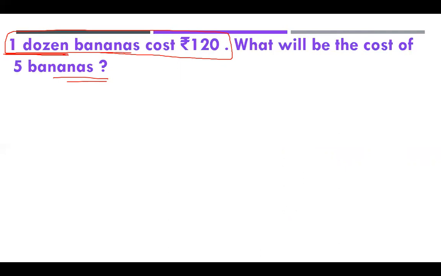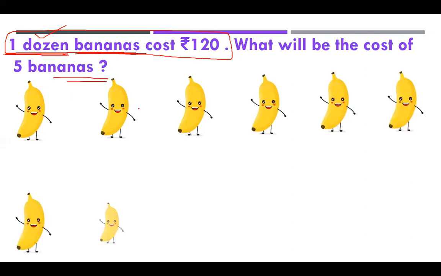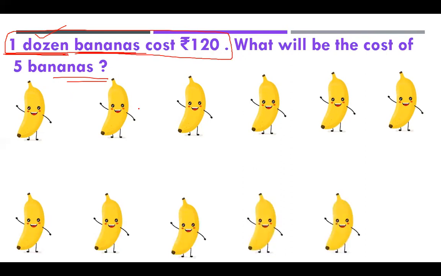So here we are talking about the bananas. So let's have a look at the bananas first. I will just show you the bananas first. So we will count the bananas to get to know what is 1 dozen. So 1, 2 bananas, 3 bananas, 4 bananas, 5 bananas, 6 bananas, 7 bananas, 8 bananas, 9 bananas, 10 bananas, 11 and 12 bananas.